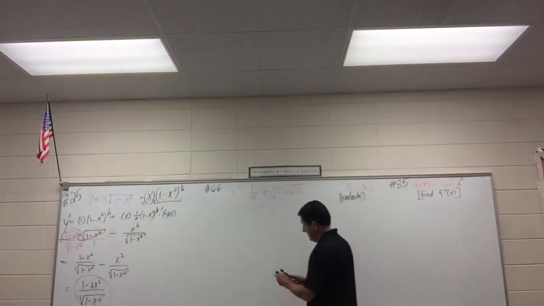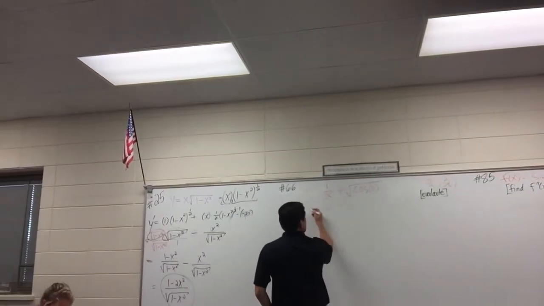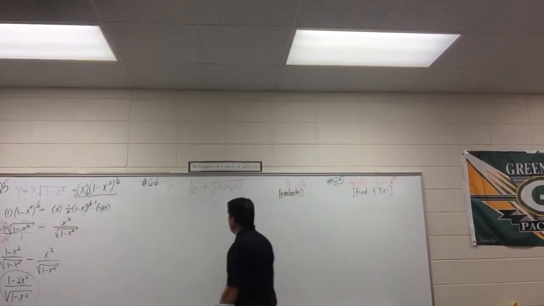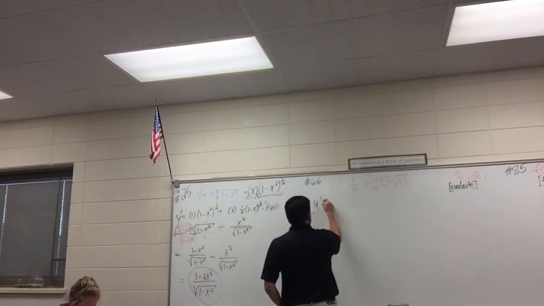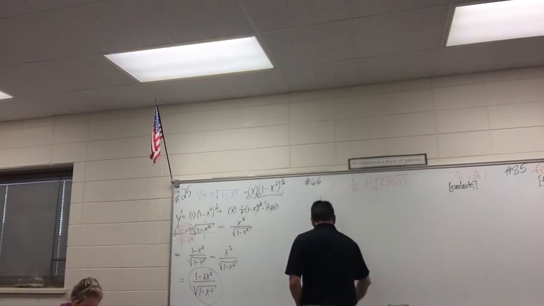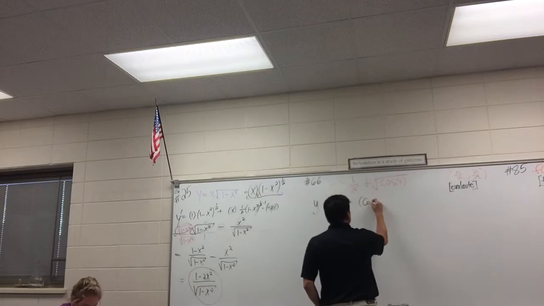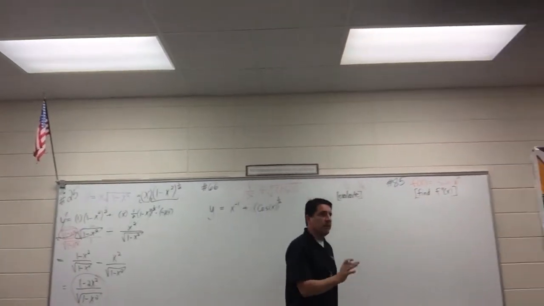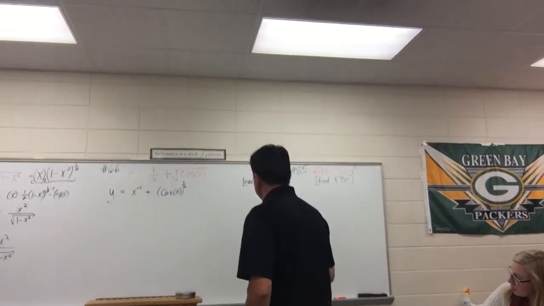Alrighty, let's move on. I'm going to set this one up a little bit better. We have to evaluate this one at this point. So that's how this one is different. Let me rewrite it first. y is equal to x to the negative 1 plus cosine of x to the 1/2. Putting it in a form that makes it just that much easier to then find the derivative.